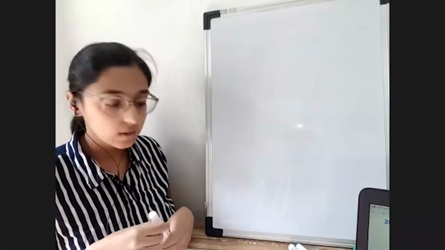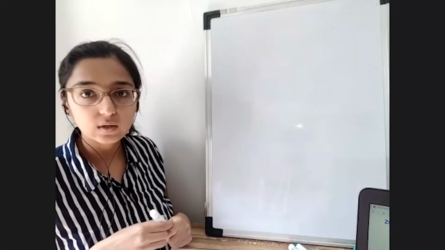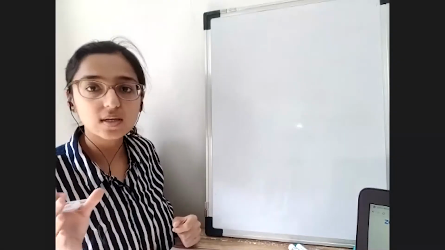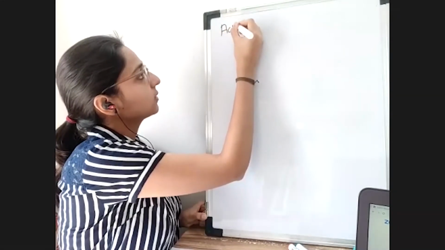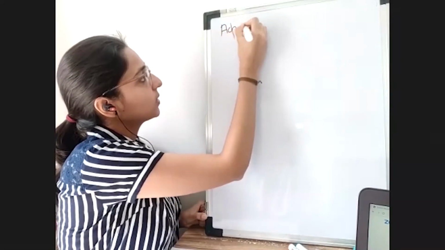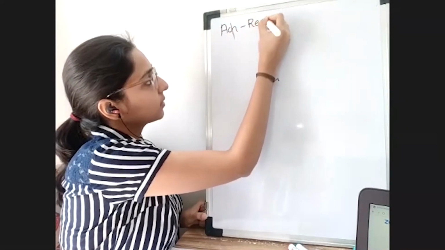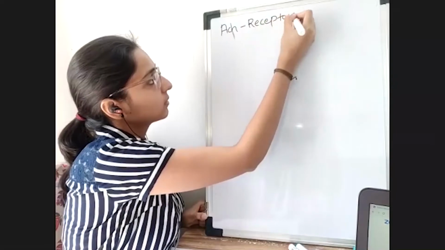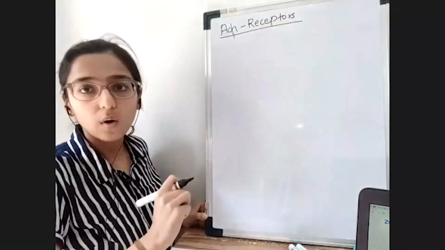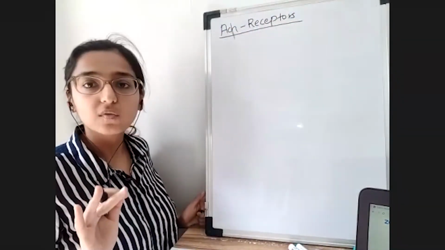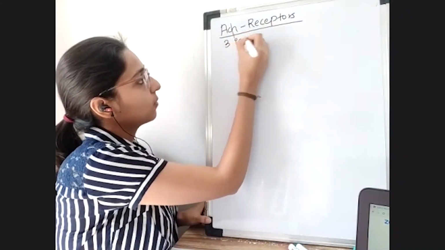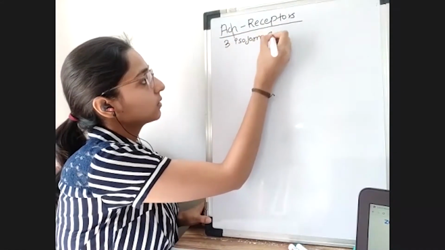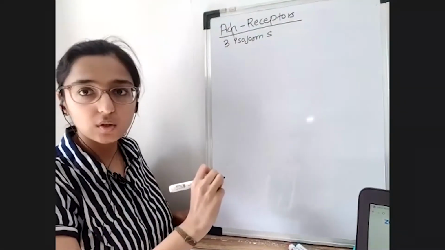So now we are going to understand what the post-junctional acetylcholine receptors are and what their structure is. The acetylcholine receptors. There are 3 isoforms which have been identified. So we shall try to understand all 3 of those isoforms.